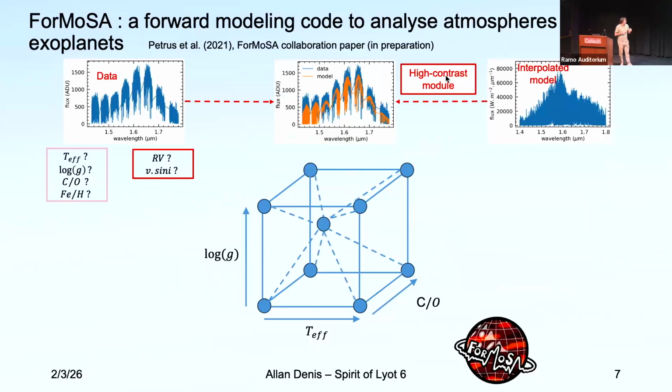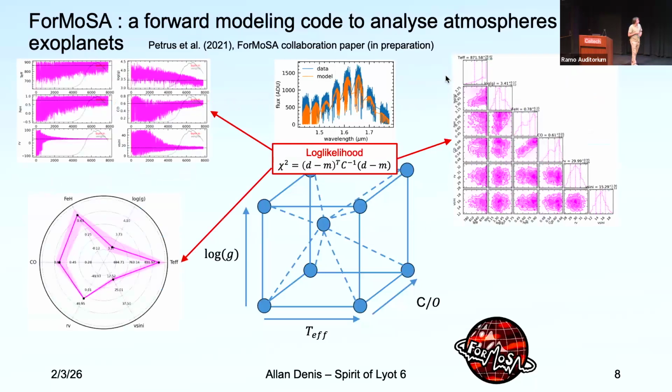specifically with this data, because HiRISE data are deeply contaminated by stellar speckles. So we have incorporated a high contrast module which jointly estimates the stellar speckles and the planetary signal so that we can compare properly the data to the model. And so at the end, through a log likelihood computation, we compare the data to the model, and the ForMoSA code outputs the corner plots, the radar plots, and the chain of posteriors.